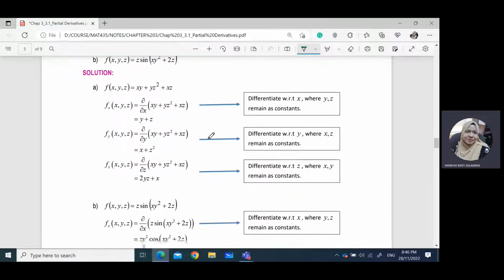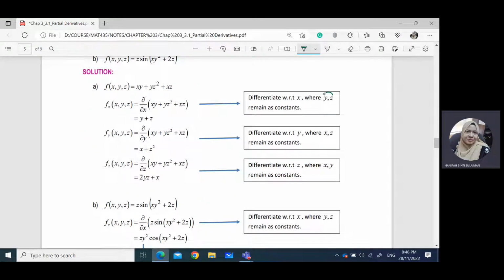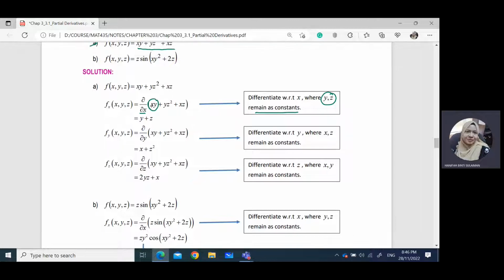Okay, so we differentiate with respect to x. So bear in mind, y and z remain as constants. So we concentrate on the x only. Okay, so y and z will be constants. We focus on x. Okay, so look at this one. We differentiate with respect to x on xy plus yz squared plus xz. So for the first term, the derivative with respect to x on xy, we have y. For those who don't remember, the derivative of xy with respect to x is y.